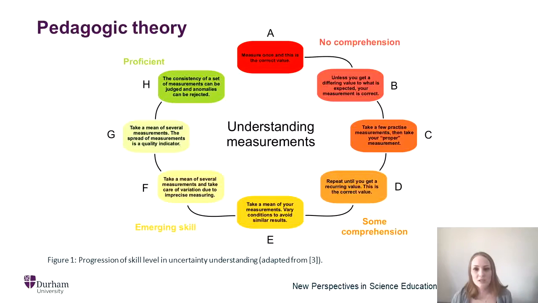This slide shows the progression of skill level and uncertainty, and it's adapted from a paper by Ali et al. So we can see as we move through this wheel from A to H, we move from red to orange to yellow to green. So at the very beginning of this wheel, under section A, the student might say that it's okay to measure a value just once and then you get the correct value doing that. Then they might progress in their ideas and understand that actually you need to do trial attempts before you do it, and then eventually moving on to understanding that you need to take several measurements and calculate the mean. This would be under the emerging skills section.